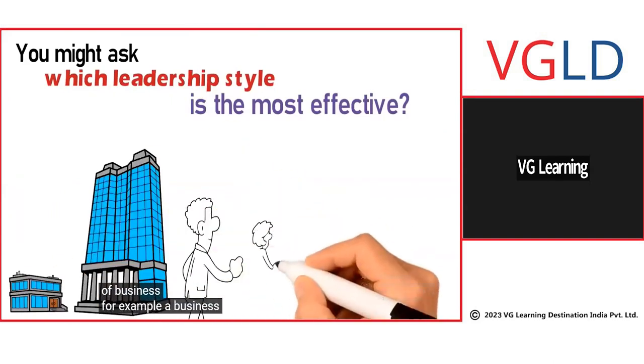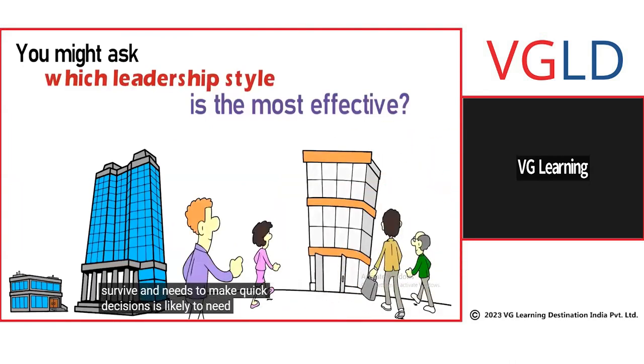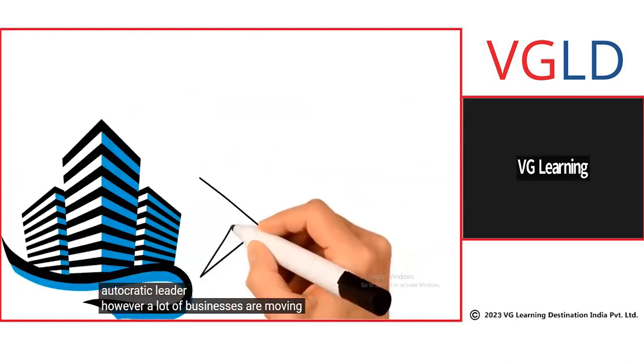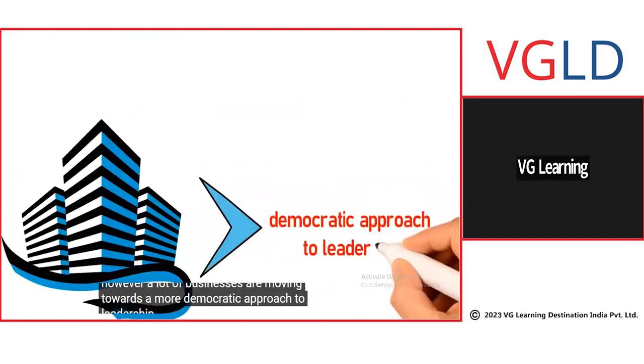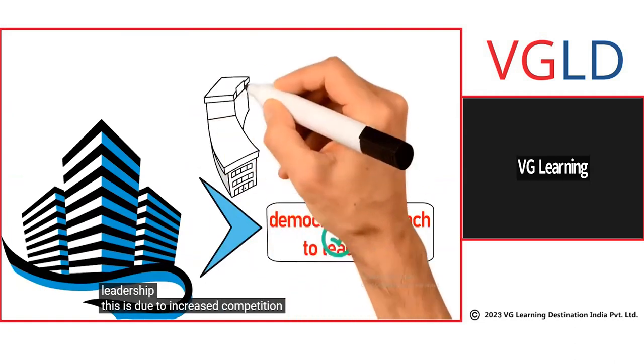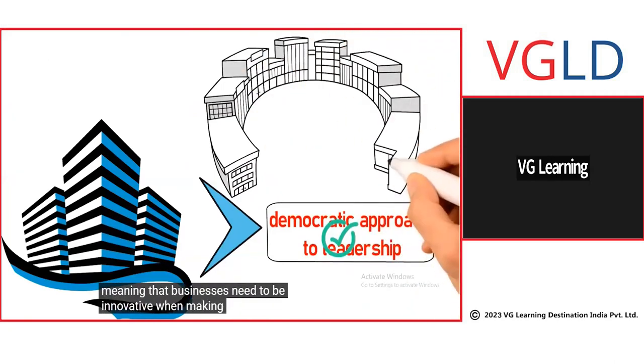For example, a business that is trying to survive and needs to make quick decisions is likely to need an autocratic leader. However, a lot of businesses are moving towards a more democratic approach to leadership. This is due to increased competition in most industries, meaning that businesses need to be innovative when making key decisions.